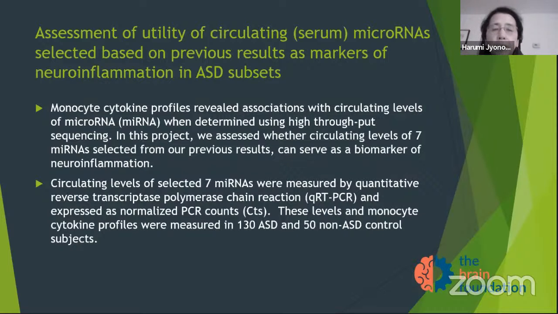So essentially, we selected 7 microRNAs from the previous microRNA deep sequencing result. Then we checked them with regular quantitative RT-PCR. The result is expressed as a normalized PCR count.